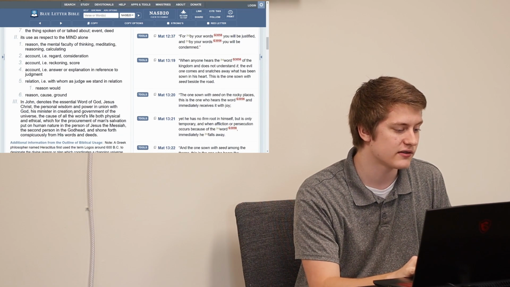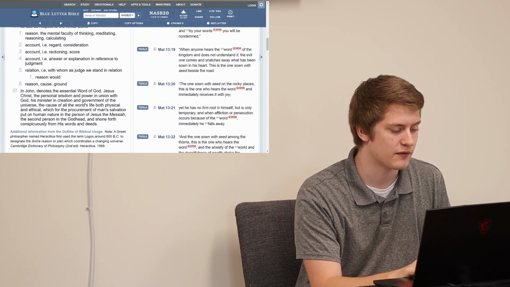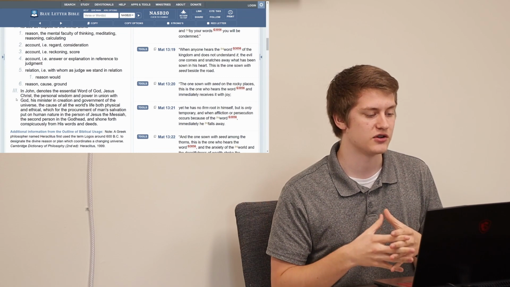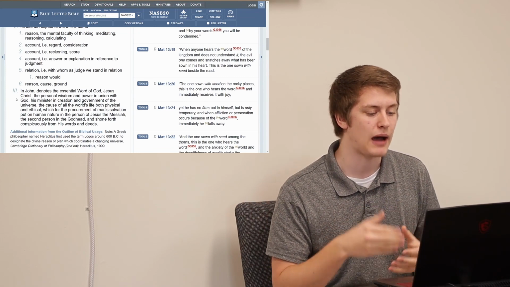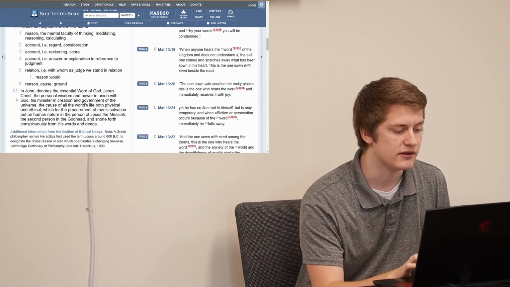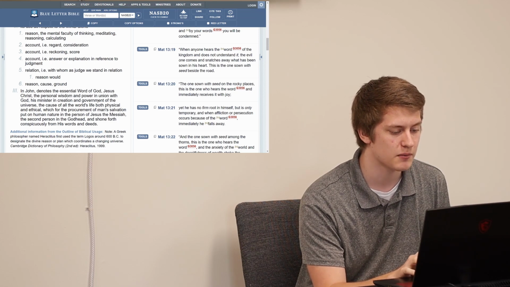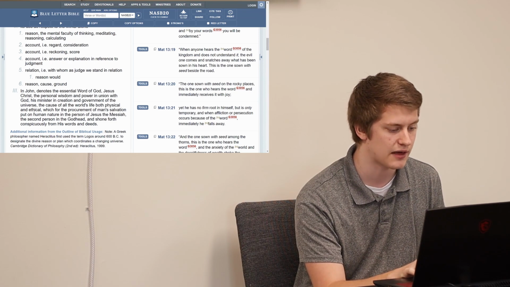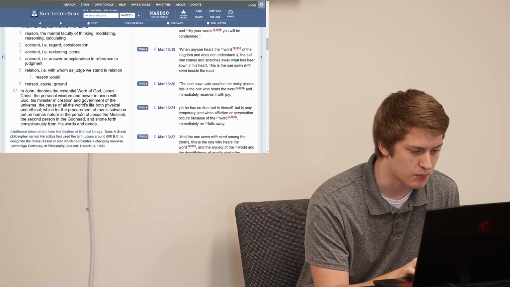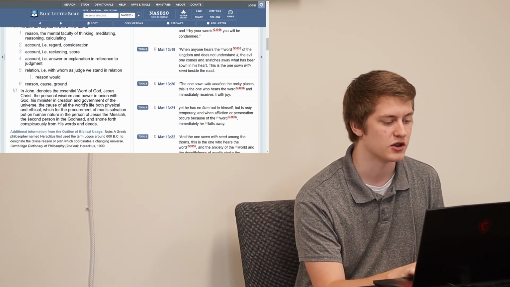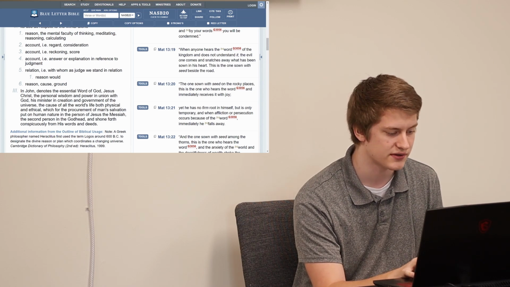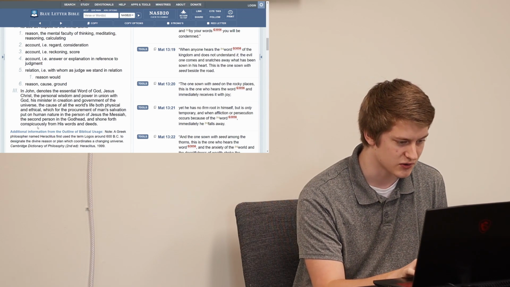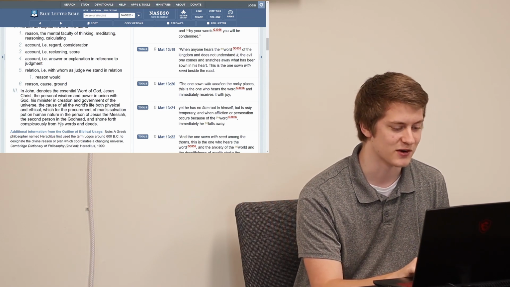And then this is kind of nice. It gives us actually a little bit of a blurb for how it's used in John. It denotes the essential Word of God, Jesus Christ, the personal wisdom and power in union with God, his minister in creation and government of the universe, the cause of all the world's life, both physical and ethical, which for the procurement of man's salvation put on human nature in the person of Jesus the Messiah, the second person in the Trinity, and shown forth conspicuously from his words and deeds.